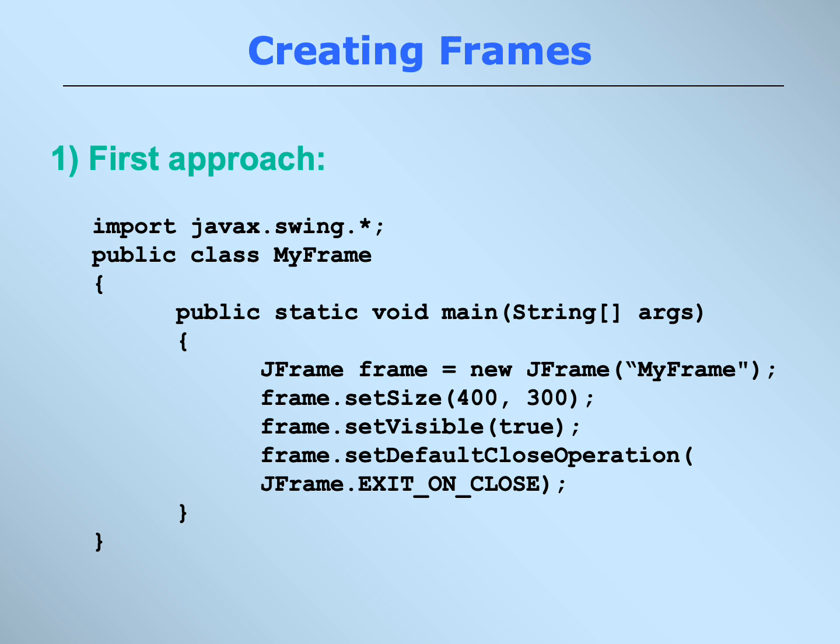The second line is frame.setSize(400, 300). So we are setting the width to 400 and the height to 300. Then we have frame.setVisible(true). This allows us to see the frame. If we set visible to false, then the frame will not appear.